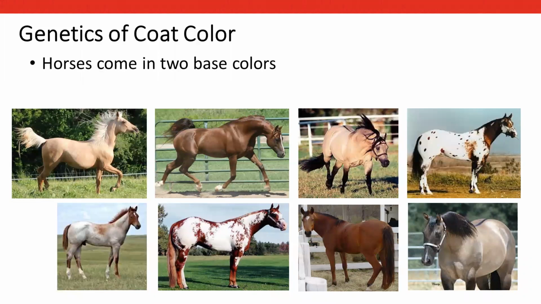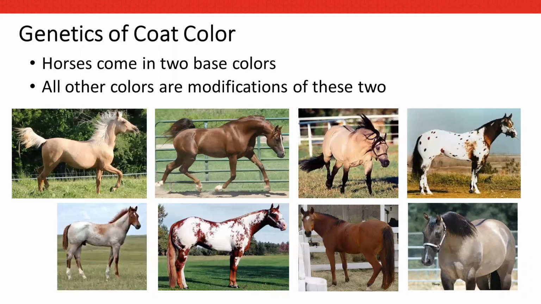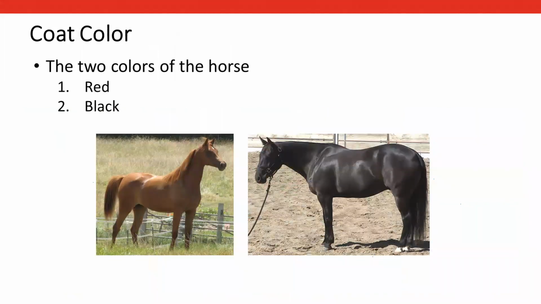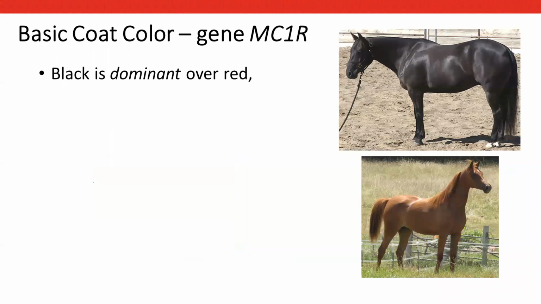However, genetically, horses come in 2 base colors. And those 2 colors are determined by simple dominance. All other colors that we see are simply modifications of those 2. So here are the 2 colors of the horse: red, which we'll call sorrel or chestnut, depending upon what breed you grew up in, and black. So those are the 2 genetic base colors of the horse. And this is determined by a gene called MC1R, or melanocortin-1 receptor.